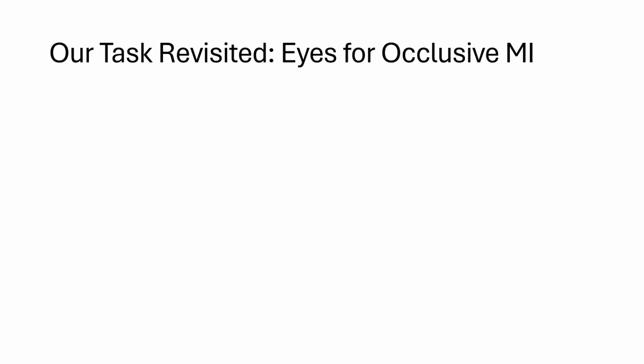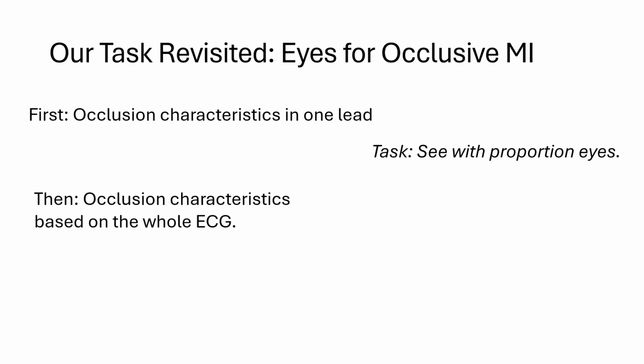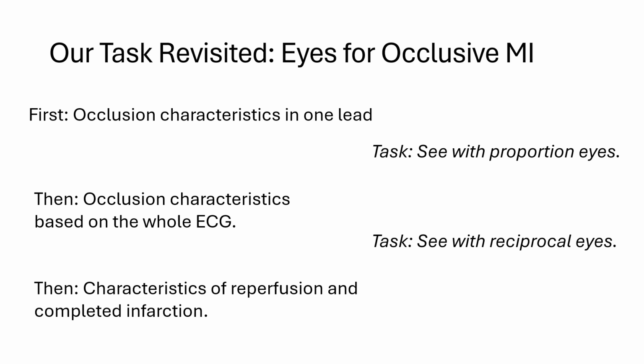Let's revisit our task through the lens of developing eyes for occlusive MI. Our first task is to see with proportion eyes. Our next task is to see with reciprocal eyes. And then our final task is to see with dynamic eyes. Watch the videos and you will understand what I mean.